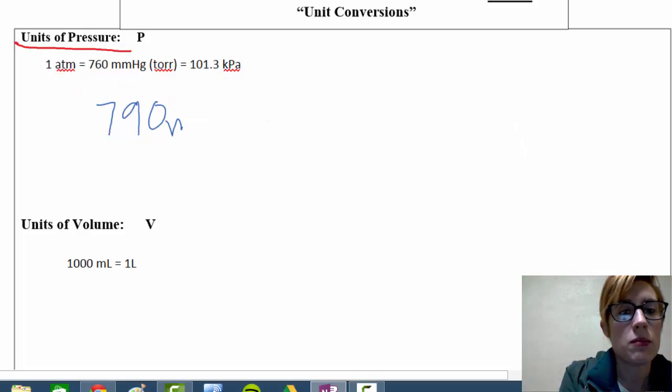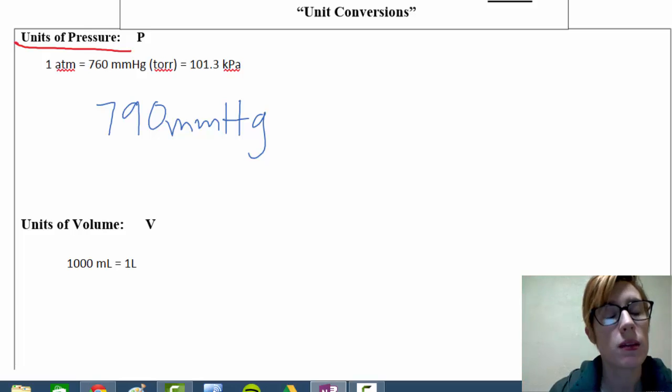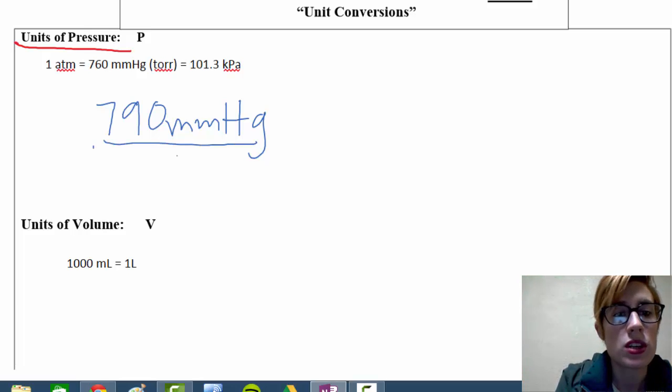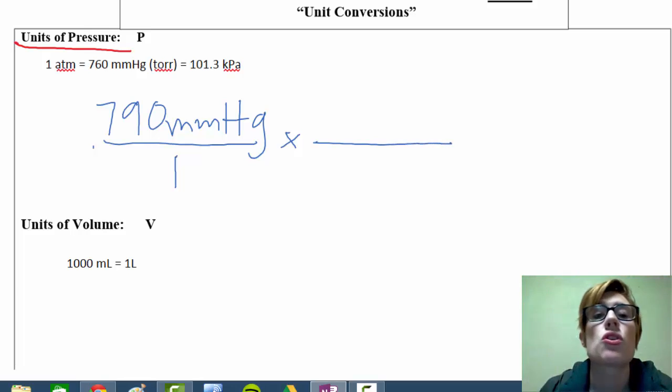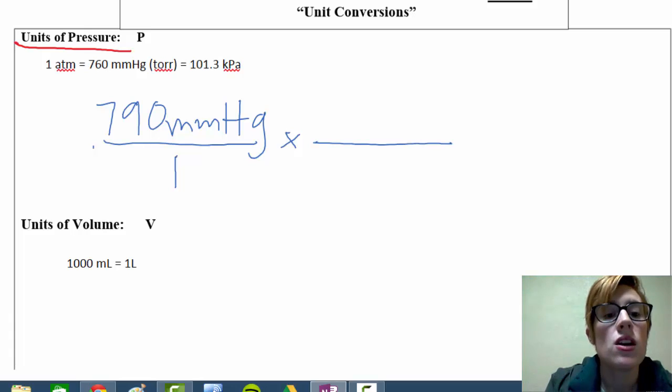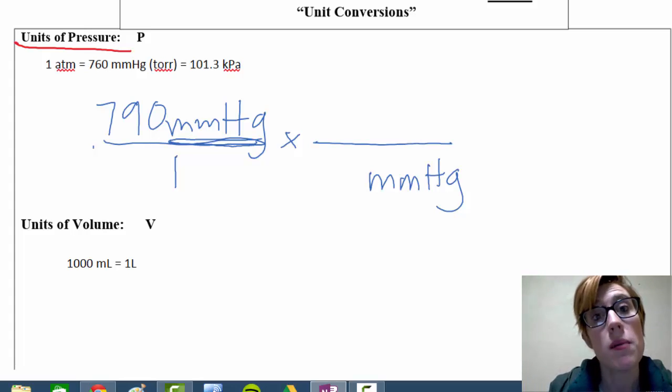In this example, I'm given millimeters of mercury. We're given 790 millimeters of mercury, and we want to go to kilopascals. So you always put your given over 1, and then we're going to set up our conversion. Unit conversions are always going to be a one-step problem. You always will just need one fraction. So since we have our given unit at the top, we also want that at the bottom. So I'm going to put millimeters of mercury in the bottom. And then in this particular example that I'm making up, we're going to go to kilopascals.